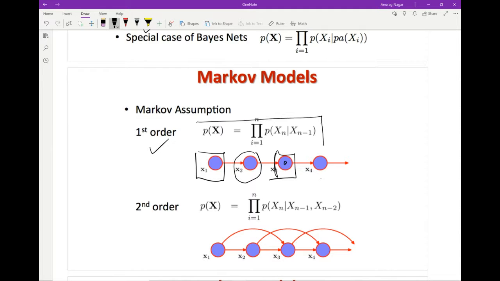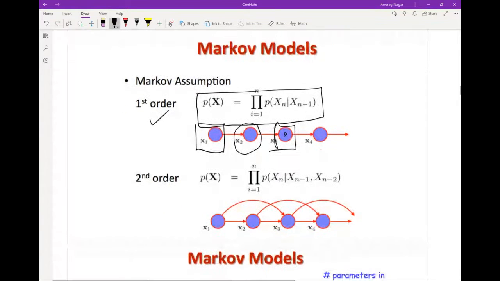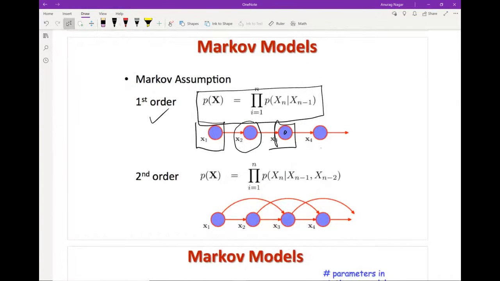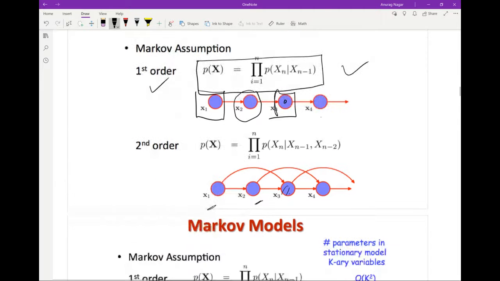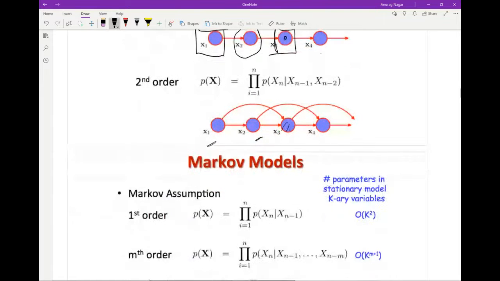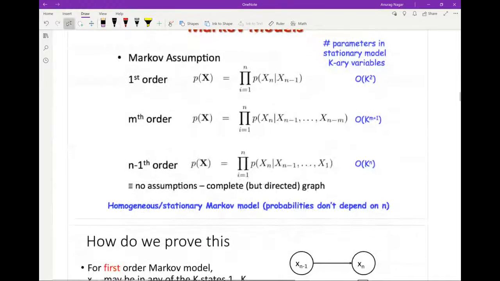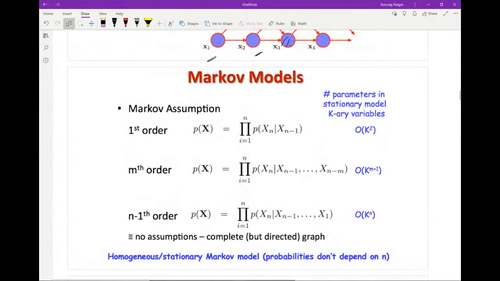Generally, this is good enough. You could go to second order, but I'm going to focus on the first order. Second order would mean x3 depends on x2 and x1. So we are just going to focus on this thing. This will be our main concern, and this is going to give you the parameters needed.